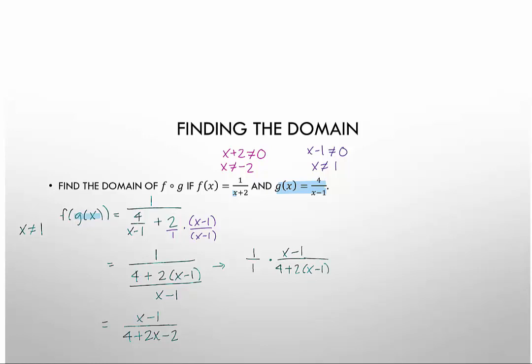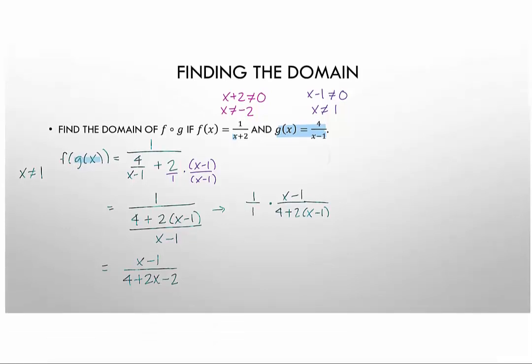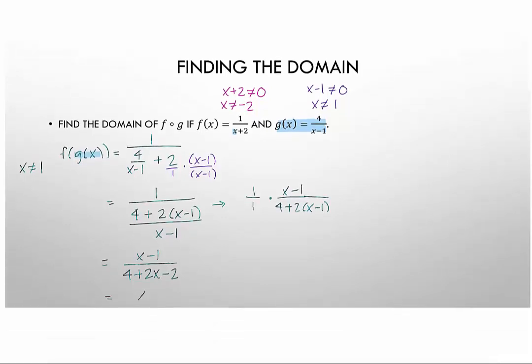So I knew that it just flipped over, and now I can combine like terms. So I get (x minus 1) over (2 plus 2x). Now looking at this, this is my new f of g of x. However, we have to look to make sure that there's no restrictions here.